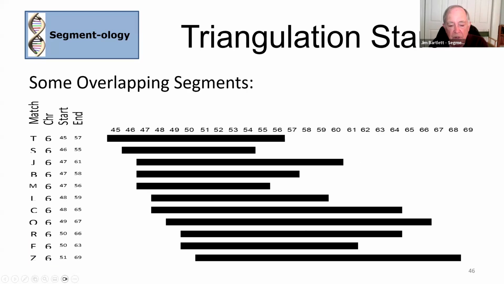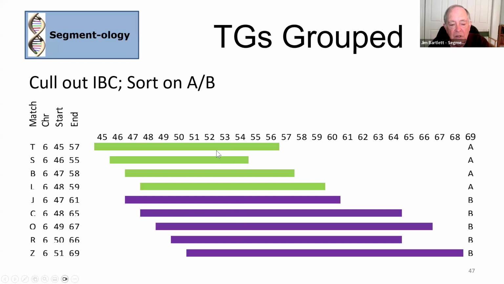You're going to start with all of these segments right here. They look like they all overlap. They do. They sort of overlap each other, and they're all on one chromosome, chromosome 6. This is my 45 to 69 section in there. So when you do the grouping, it turns out that these 4 right here all grouped together and these 5 here all grouped together.